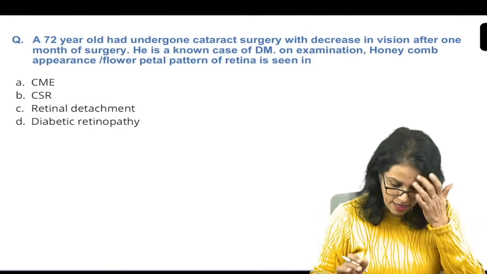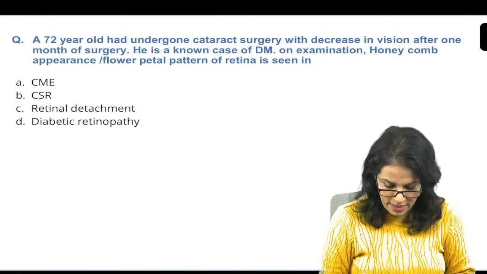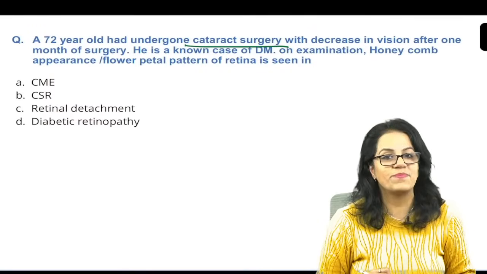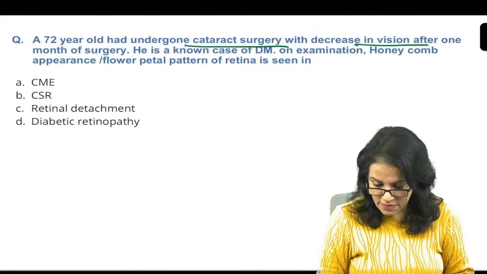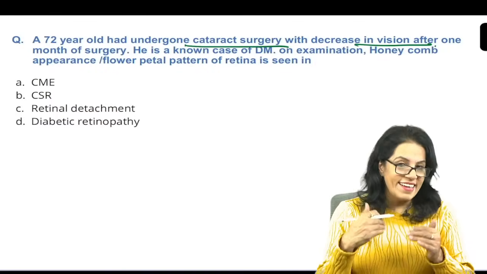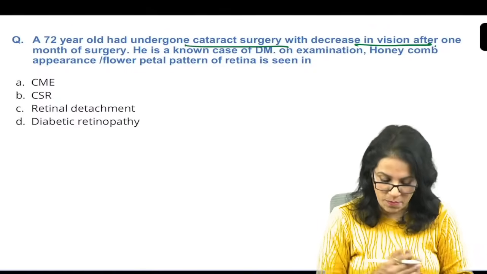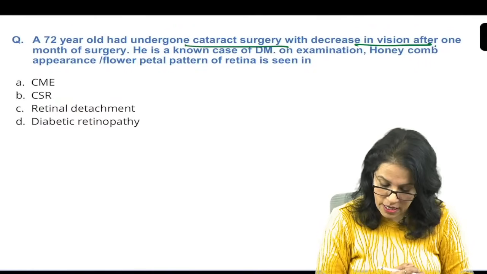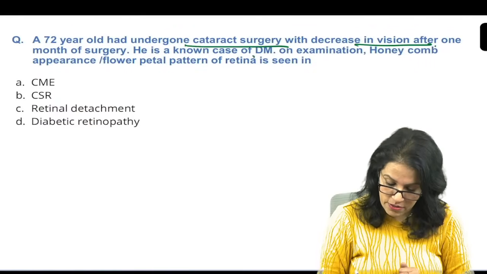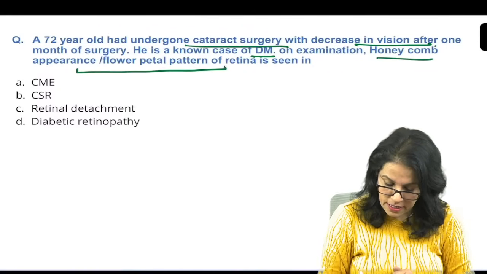I think this is another question: a 72-year-old has undergone cataract surgery. ठीक है? Decrease in vision हो रही है उसको after 1 month. So it's a long-standing complication. It's not an immediate acute one. It's a late complication. He's a known case of diabetes. There is honeycomb. Actually, mainly flower petal is a more common term.